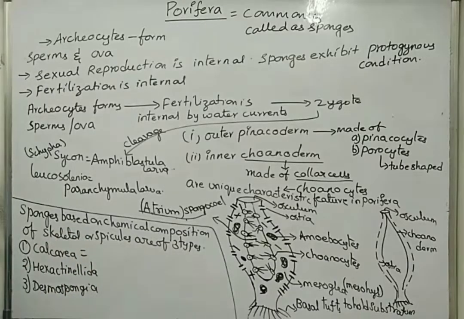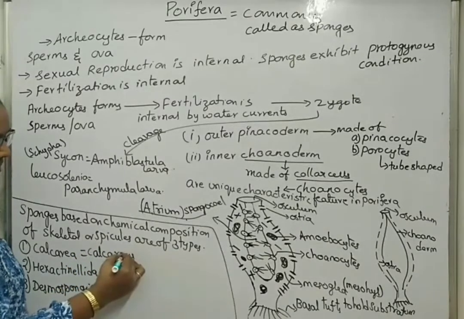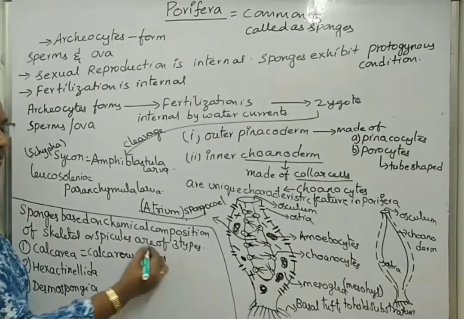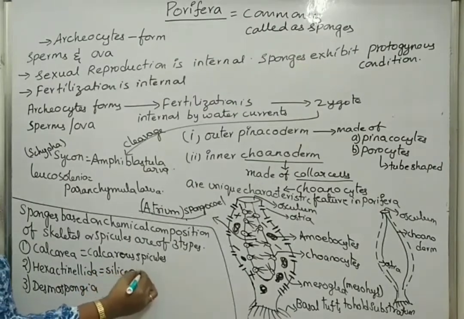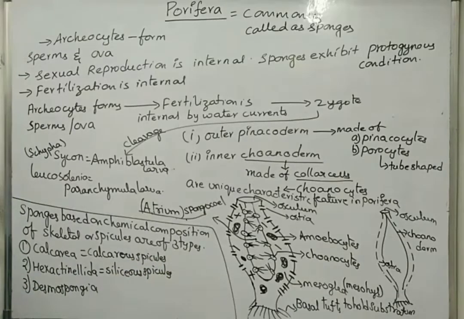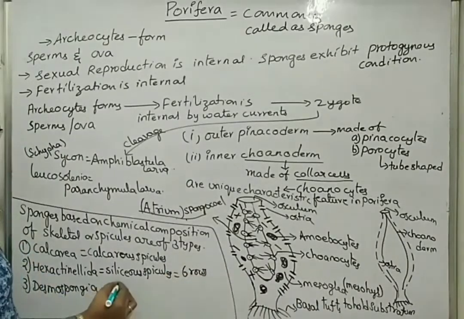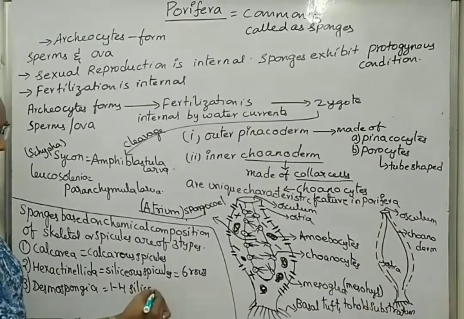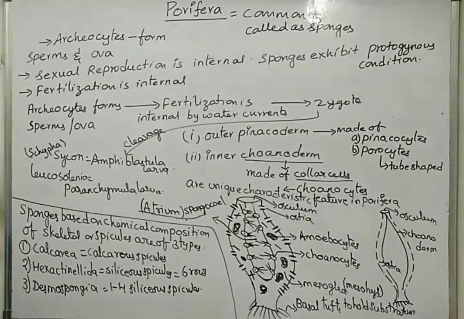So this is made up of calcareous spicules, and here it is made up of siliceous spicules, and Demospongiae are also made up of spongin fibers or siliceous spicules. But here it is 6 rays. Here it is 1 to 4 rays of siliceous spicules. These are a few important points regarding the sponges.